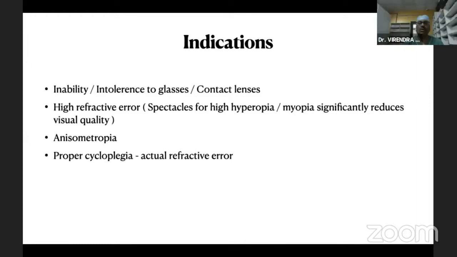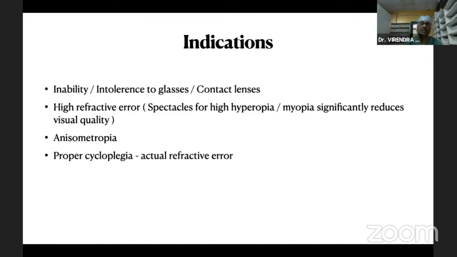Thank you. So whenever there is an inability or intolerance to glasses or contact lenses, maybe because of physical reasons, mental reasons, or because of the quality of vision with the two different eyes, you have to choose something to make them nearly equal or normal. Anisometropia is a very common indication, but as I said in the beginning, I have my own reservations about choosing any refractive surgery. As Dr. Shukla has very correctly and emphatically pointed out, proper cycloplegia to know the actual refractive error is the most important thing before you start doing any surgery.